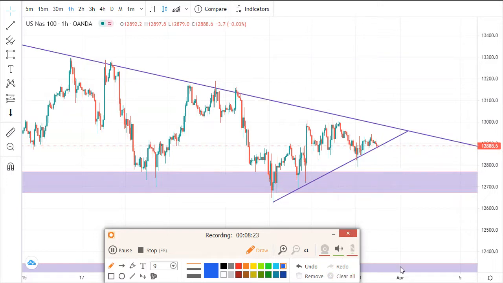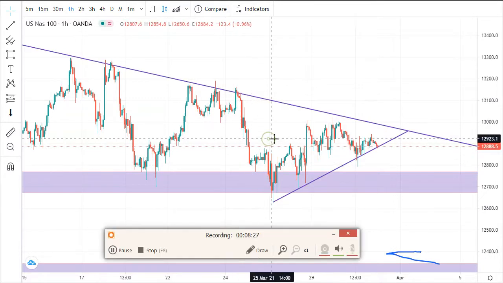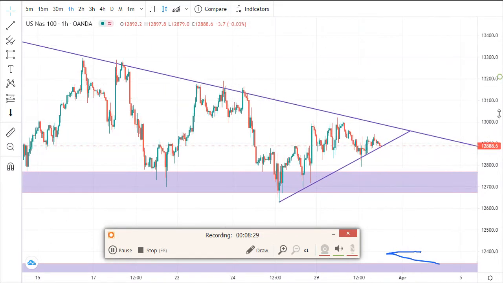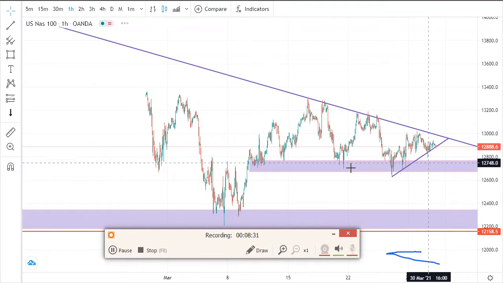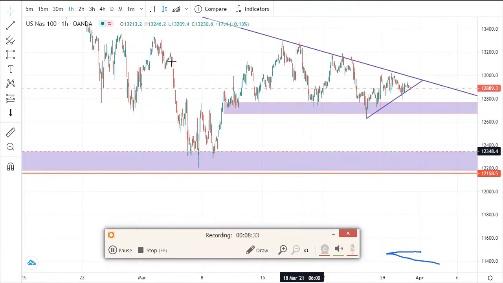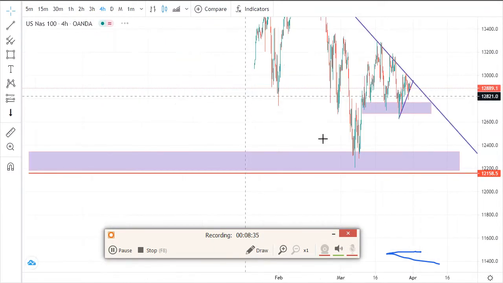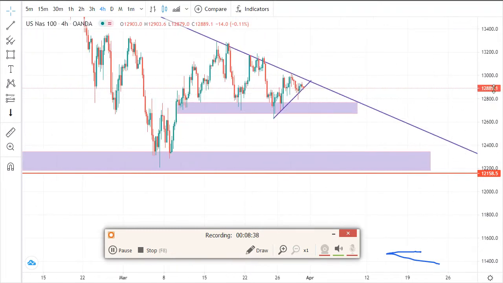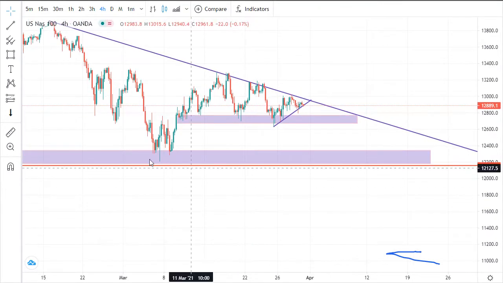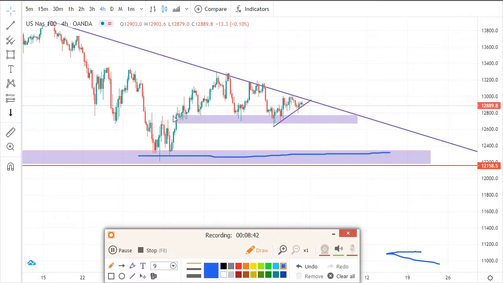So the strong one is this one here. Let me show you the strong one. I hope you saw that. The strong one is this one here. Let me go to a 4 hour time frame. So the strong one is actually this. This one is a bit stronger in the short term, but this one we can rely on, you see.